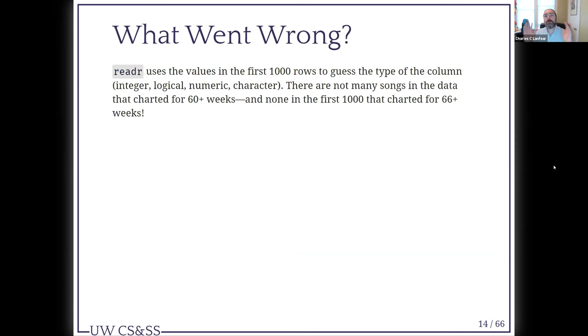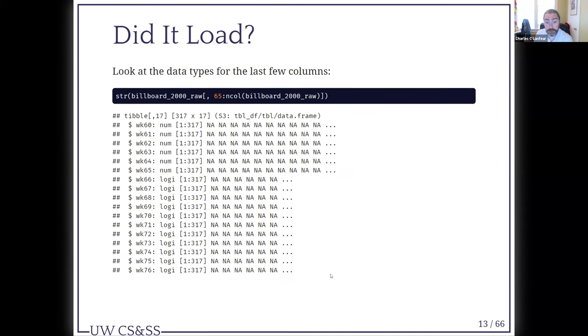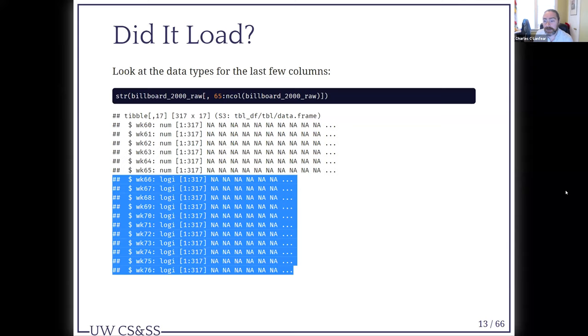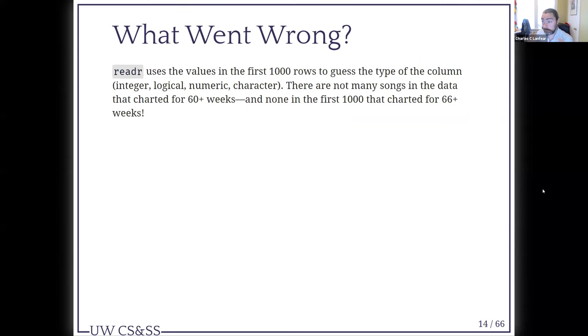So what went wrong here? There's two potential things that went wrong here. One, nothing could have gone wrong and there actually are nothing but missing values here. But another thing that could have resulted in all those logical columns at the end is that readr actually doesn't look at the entire file before figuring out what column types to use. So the idea is that readr only looks at the first 1,000 or so rows of your data and uses those 1,000 rows to guess how to assign the column types.